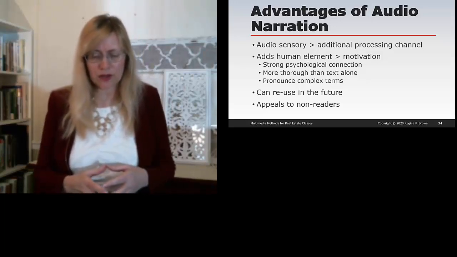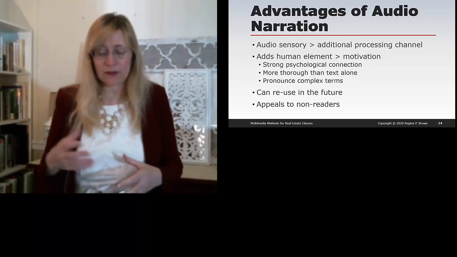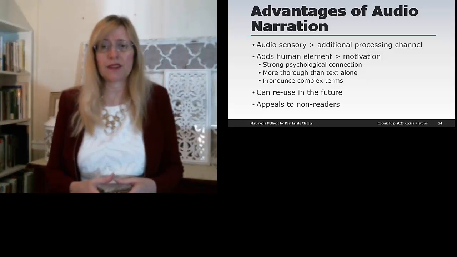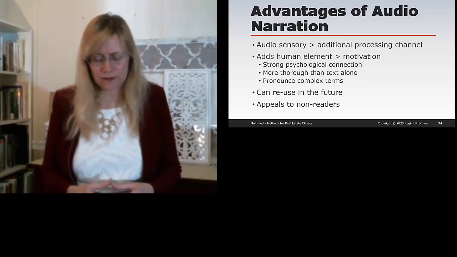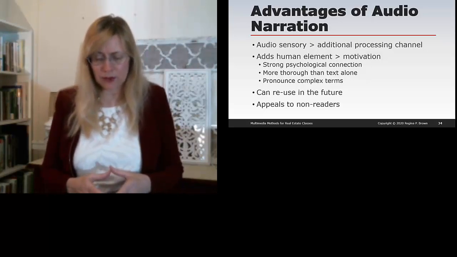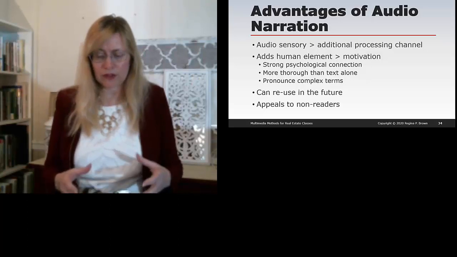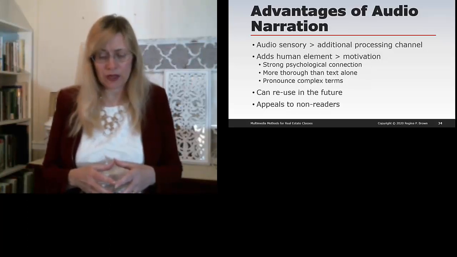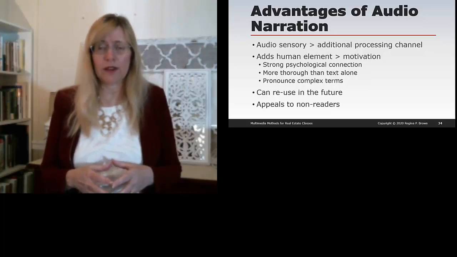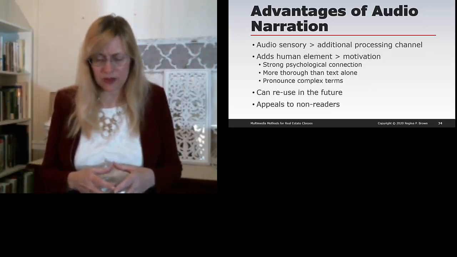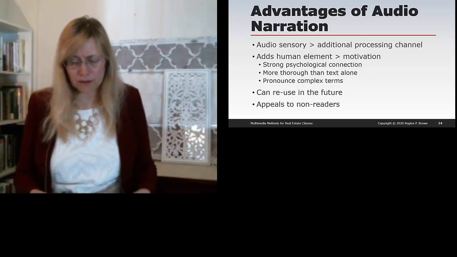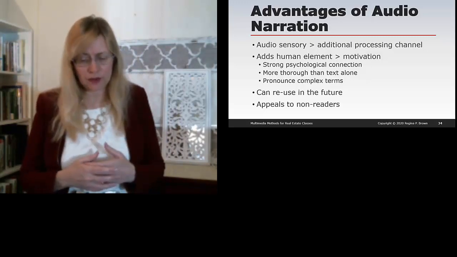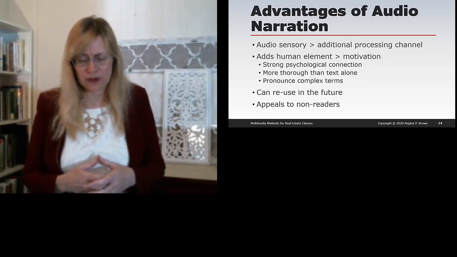Speaking audibly, the instructor can offer more details, give examples, and share stories that are more thorough than the text content by itself. This adheres to the personalization principle, which is using conversational style whenever possible. That's according to Clark and Mayer, 2016. Audio narration serves an important purpose by demonstrating how to pronounce complex terms in the lesson.